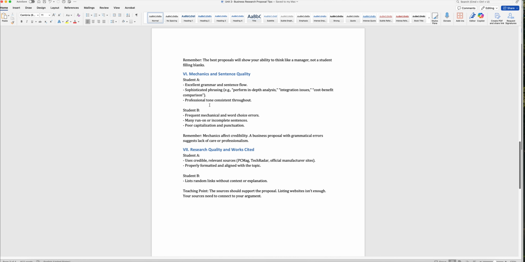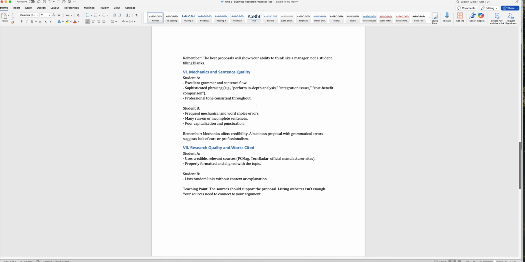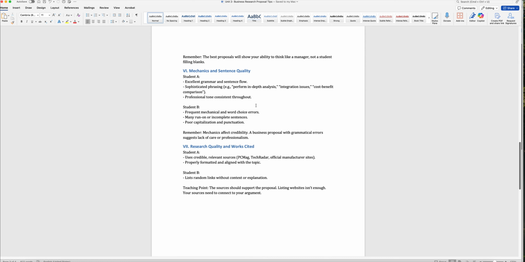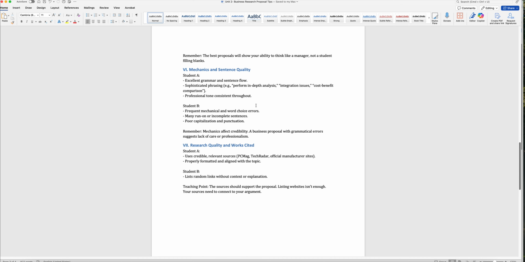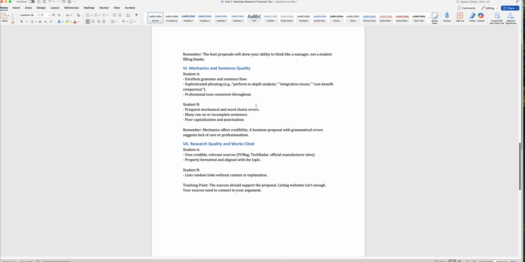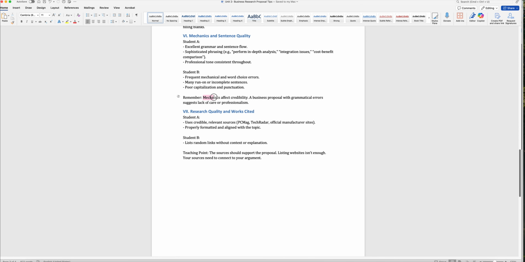Mechanics and sentence structure. We'll go over this in just a moment when I show you a tool in Microsoft Word, but at the collegiate level, I think it would be insulting if I went over how to capitalize your letters and things like that. You guys know how to do that. Just make sure it's in your paper, and use a professional tone. Make sure your grammar is correct and your sentences make sense. Read the paper aloud to yourself, and that will help you catch a lot of your errors.